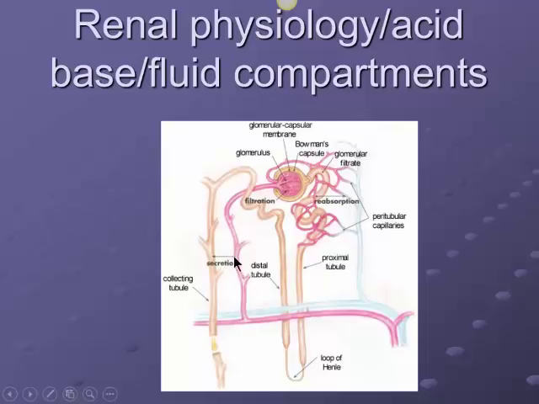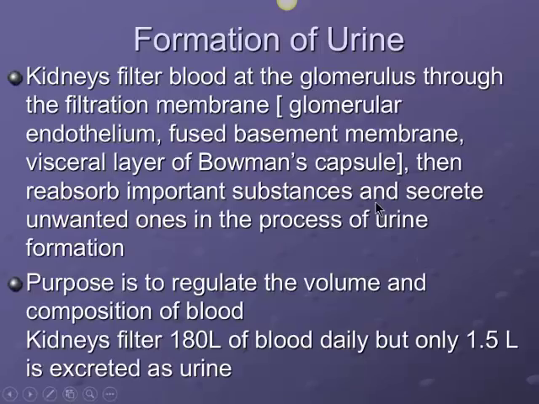And when you look at secretion, look at the direction. It is in the opposite way. So it's from the blood into the tubule. And we'll see why this happens, okay? So let's see how urine is formed.